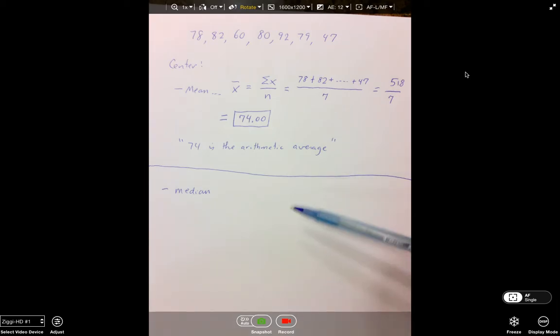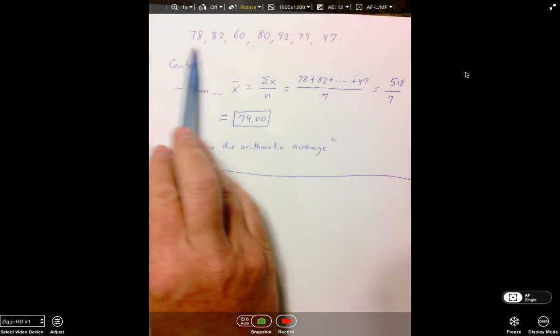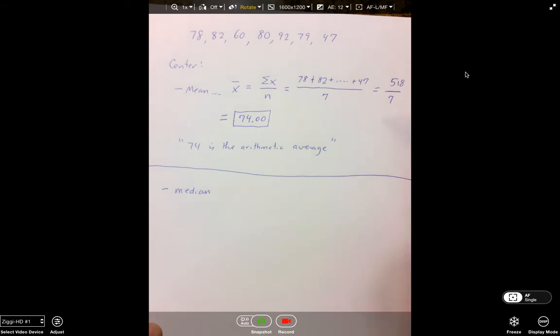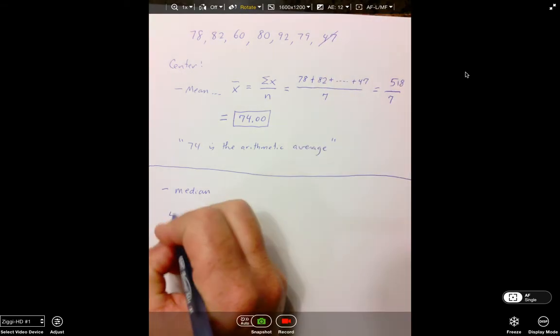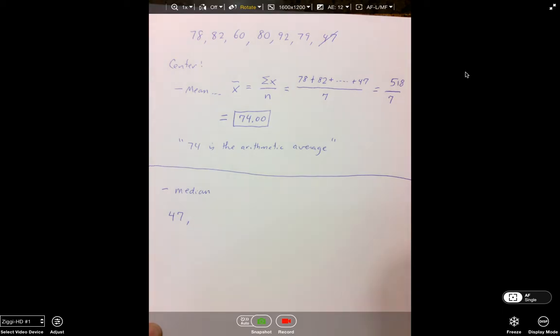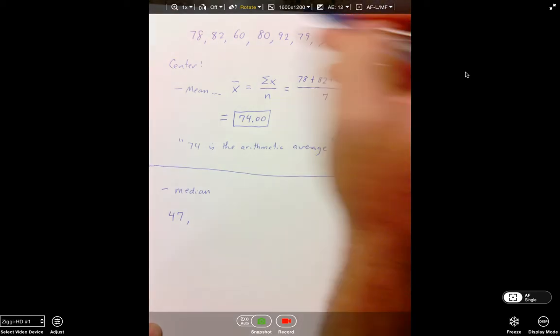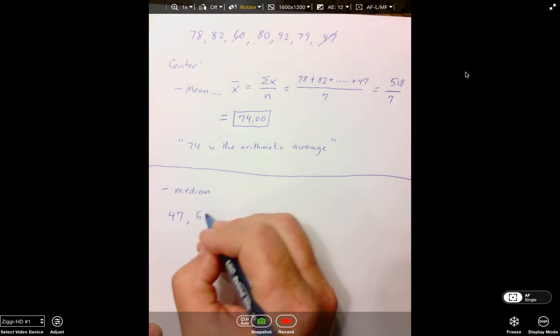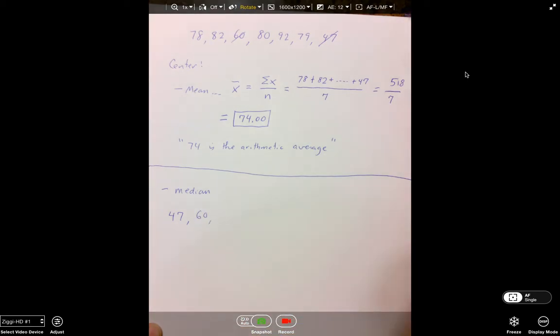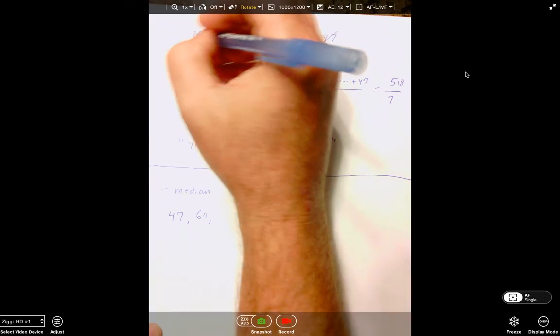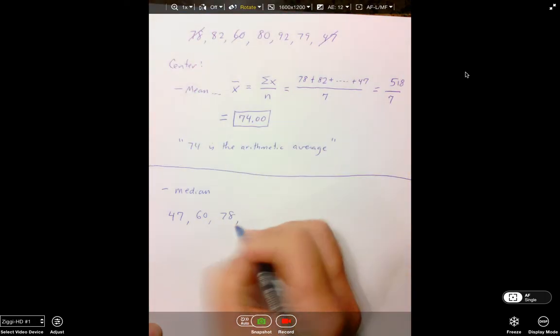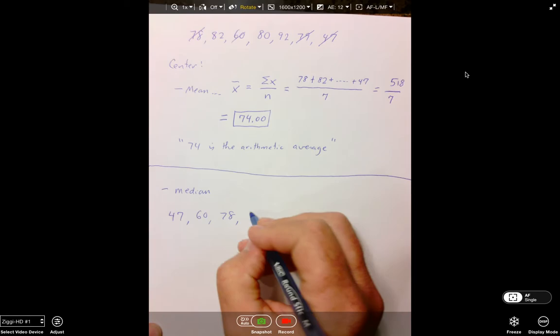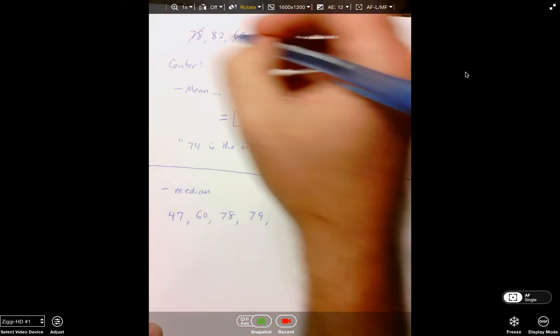Now, the median is the center number when our scores are arranged from low to high. So guys, the first thing I have to do is I have to come up here and take these numbers and arrange them from low to high. So I see that my lowest score is a 47. My next lowest score looks like it's going to be a 60. My next lowest score is a 78. My next is 79. My next is an 80.